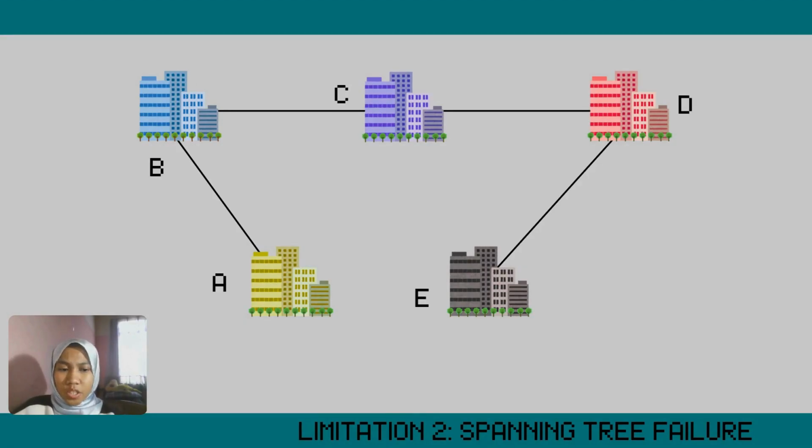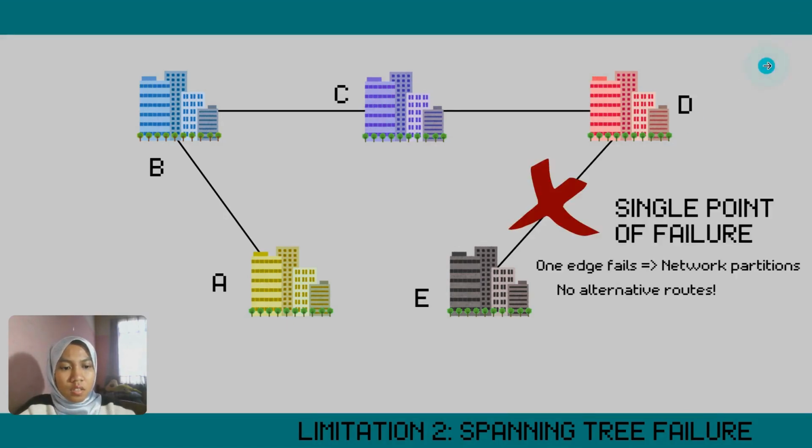But here's the critical limitation. By the definition of a spanning tree itself, they have no cycles, meaning that between any 2 cities, there is exactly one path. So let's say if just one road fails, like this connection between D and E, the entire network splits into 2 disconnected parts. City E becomes completely isolated from the other cities. So this is called a single point of failure.